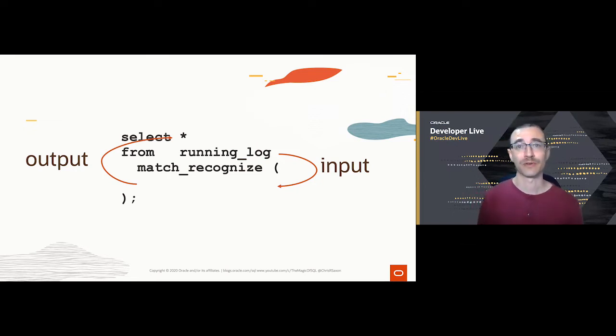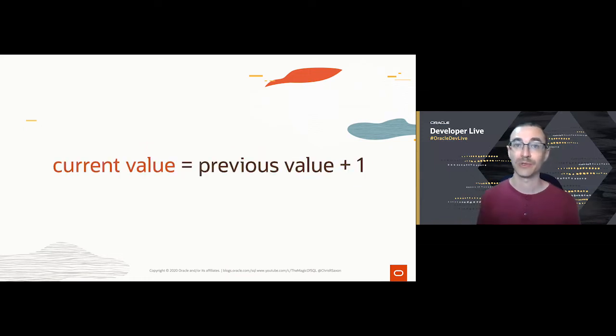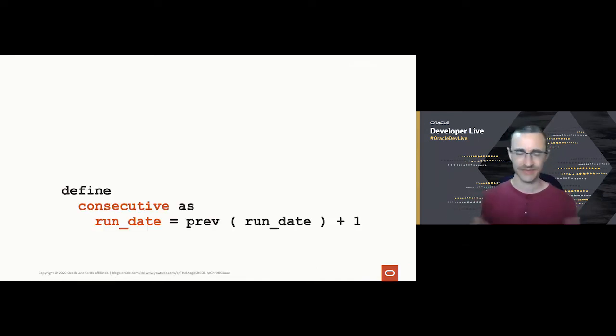So what we're looking for is consecutive values. So our pattern variable is: is the current value equal to the previous plus 1? We'll put this in the define clause. Call it consecutive, call it whatever you want, but give it a nice meaningful name. Is the current run date equal to the previous plus 1? Next, we need our regular expression, and that goes in the pattern clause.